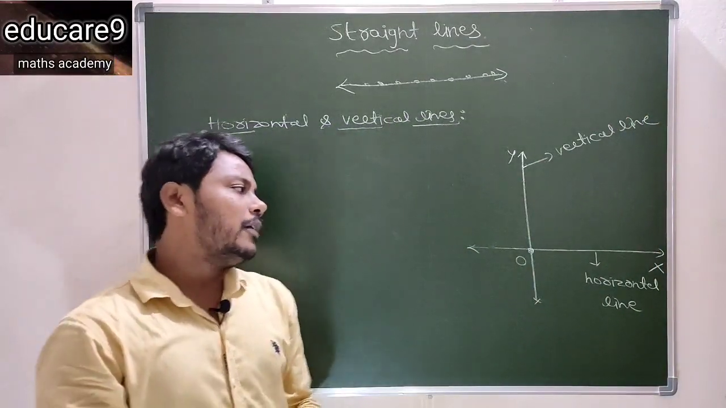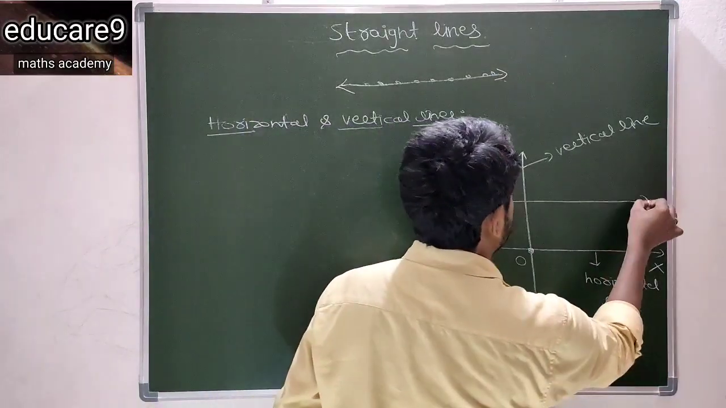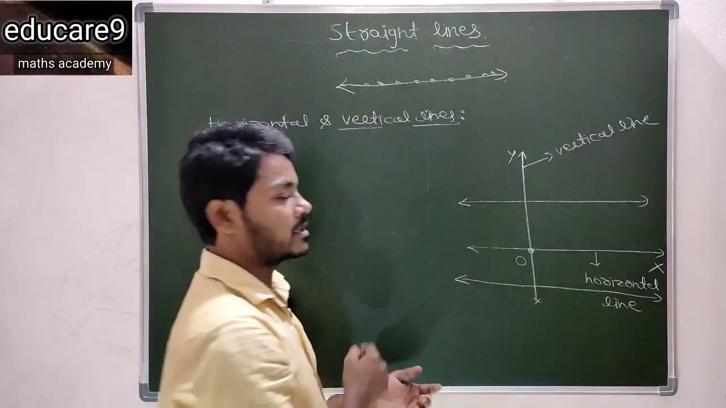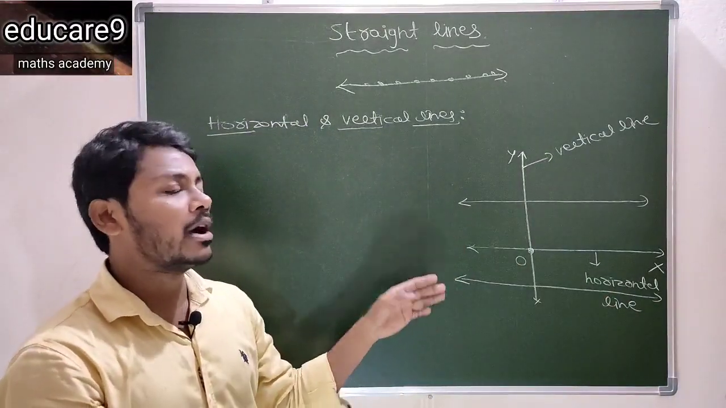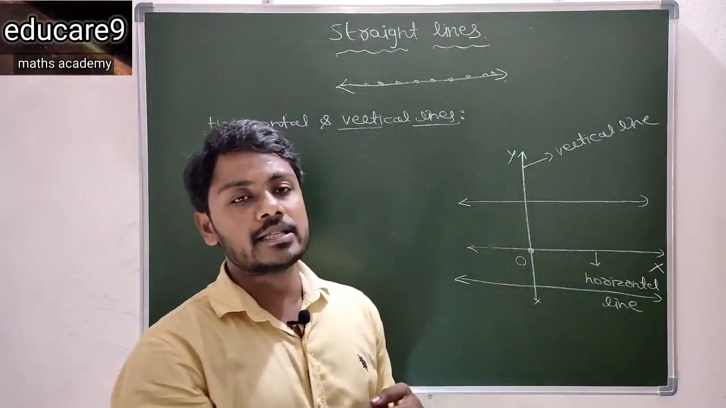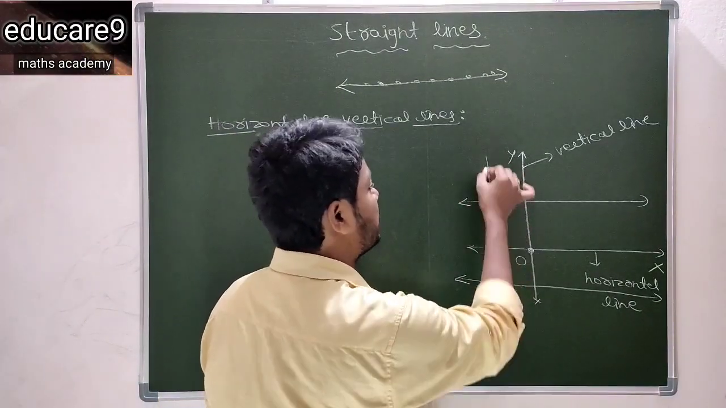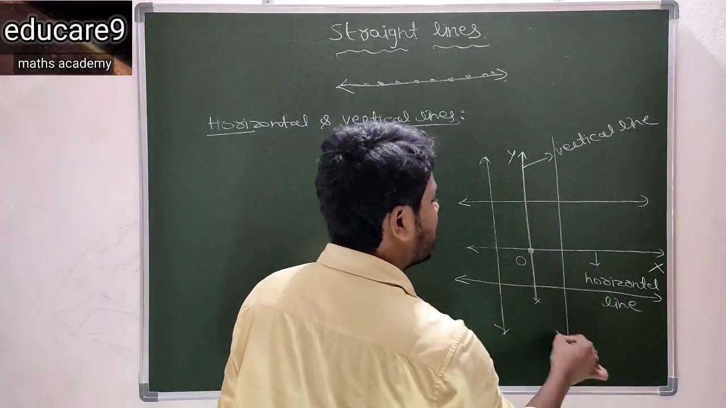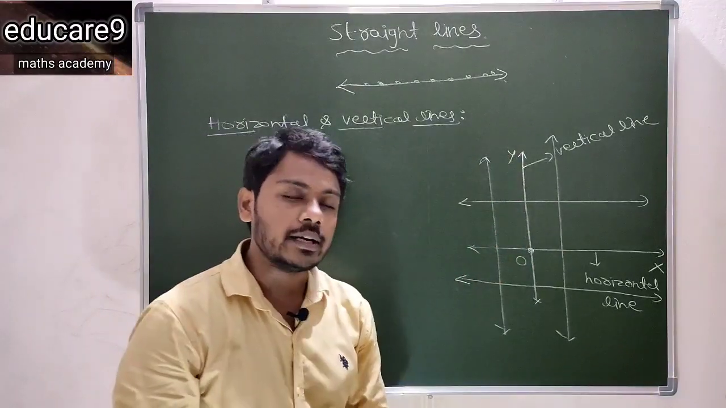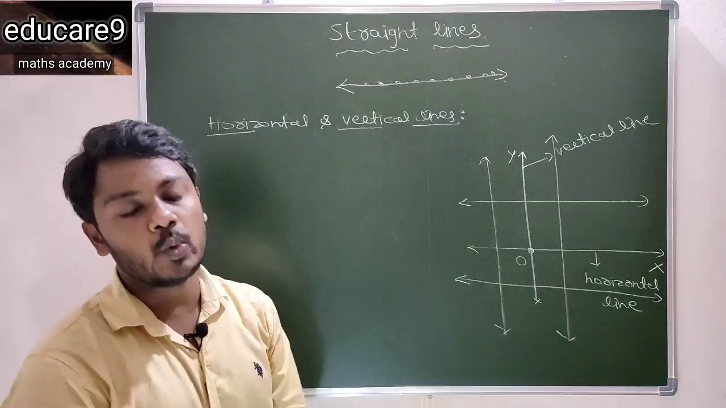So for example, if any line is parallel to the x axis, like this line and this line, these lines are also called horizontal lines. And if any lines are parallel to the y axis, see here for example, this line is parallel to the y axis and this line is also parallel to the y axis. These lines are called vertical lines. So this is the definition of horizontal and vertical lines.